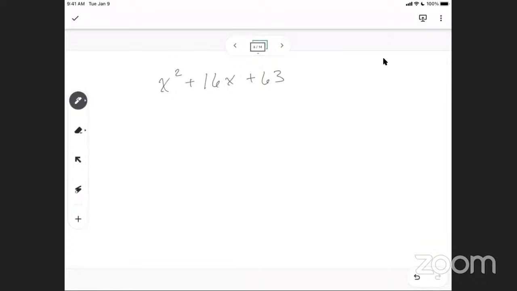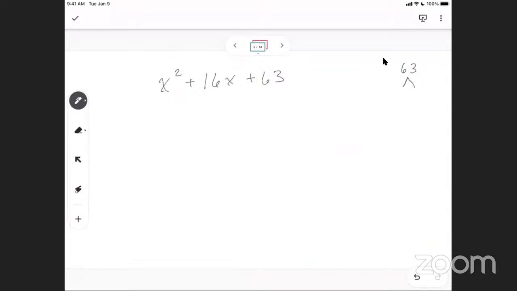Okay, so let's ask the riddle. You ready? What multiplies to 63 and adds to 16? So let's take 63 over on the side and let's just start breaking it up. What's 63 divisible by?